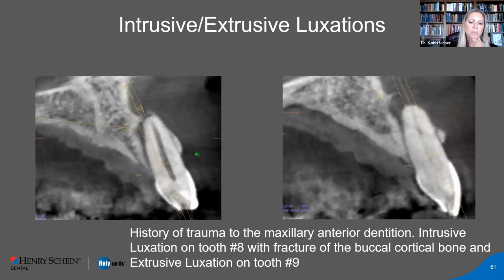We can also see trauma. So this patient had a history of trauma. And I love it because 8 and 9 are totally different on this case. This is a really fun case. Here we have an intrusive luxation on 8, and of course, we have a fracture of that buccal cortical plate. And number 9 was an extrusive luxation. So this is kind of a fun one for being able to show what can happen. Definitely, this is going to require endodontic treatment.